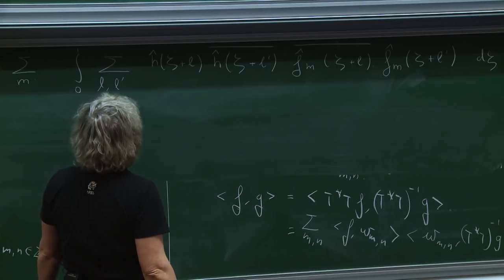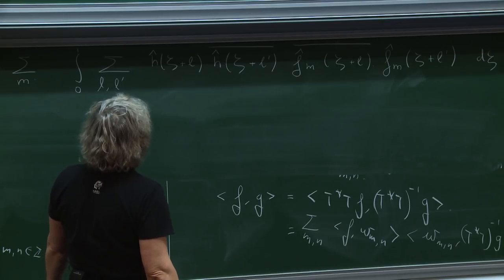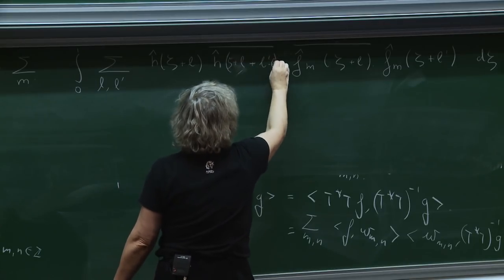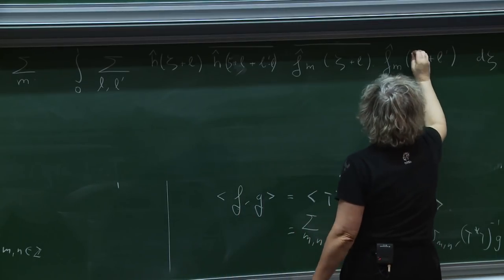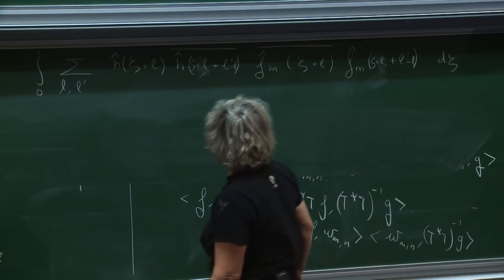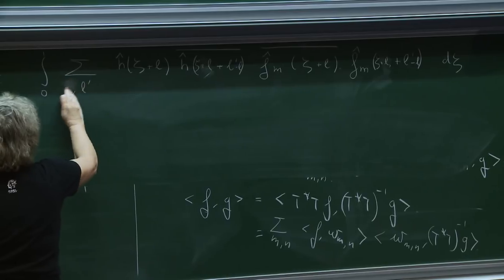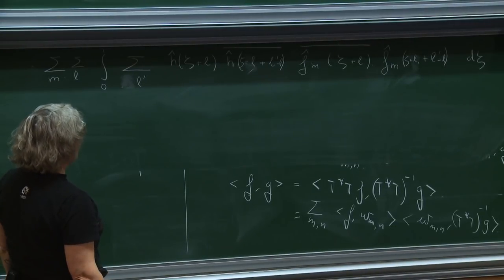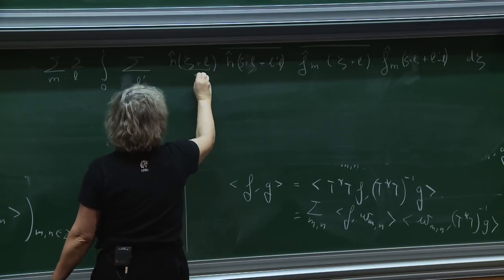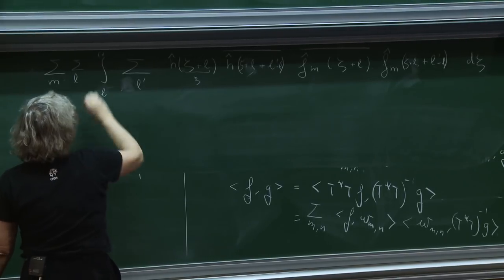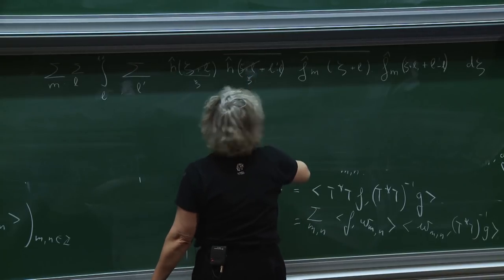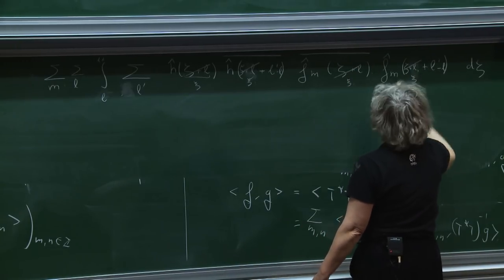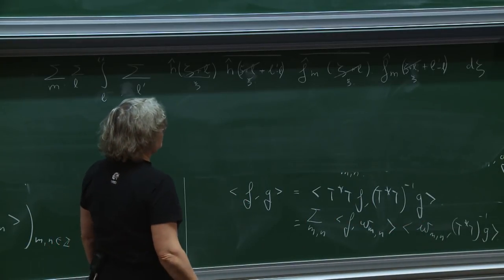I'm going to do a number of things here. I'm going to write this as zeta plus L minus L prime, plus L prime minus L, and here the same thing. Then I can take the sum over L out. Now I can change the integration. Instead of dragging the zeta plus L, I'll call it xi, and I'm integrating from L to L plus 1 in xi.